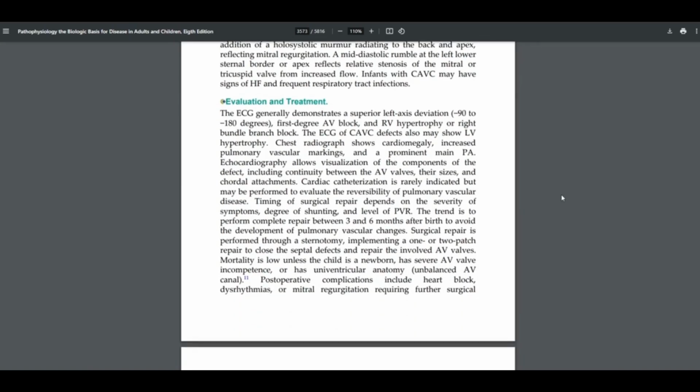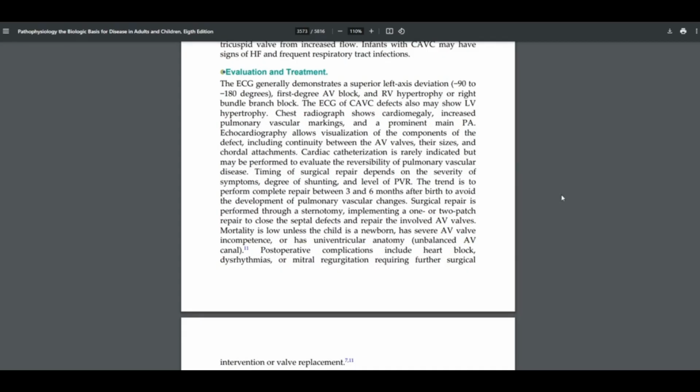So our evaluation and treatment includes an EKG, which generally demonstrates a superior left axis deviation, 90 to 180 degrees, the first degree AV block, and right ventricular hypertrophy or right bundle branch block. The EKG of a CAVC defect also may show left ventricular hypertrophy. A chest radiograph shows cardiomegaly, increased pulmonary vascular markings, and a prominent main pulmonary artery.